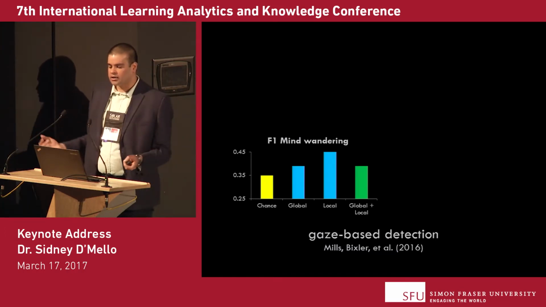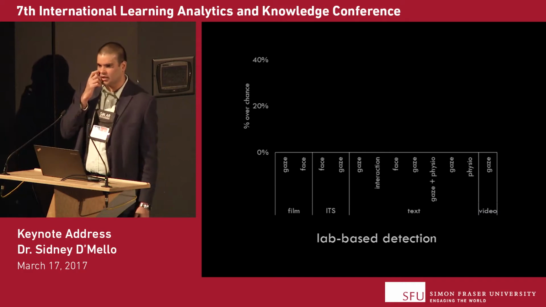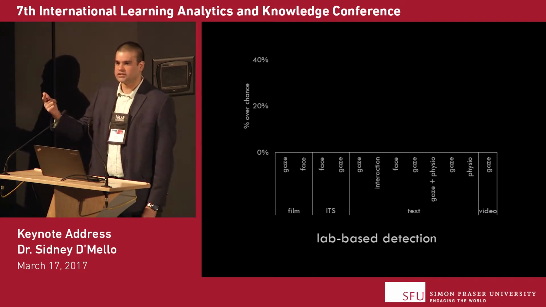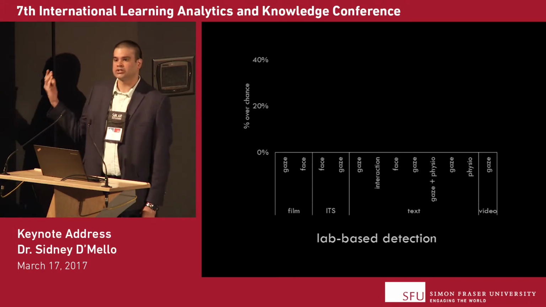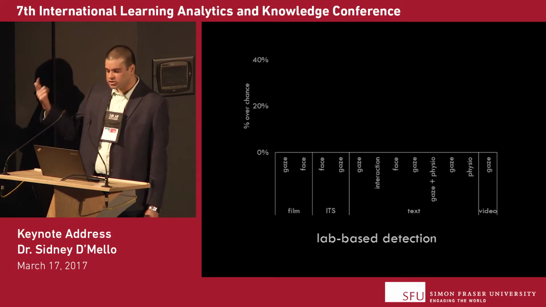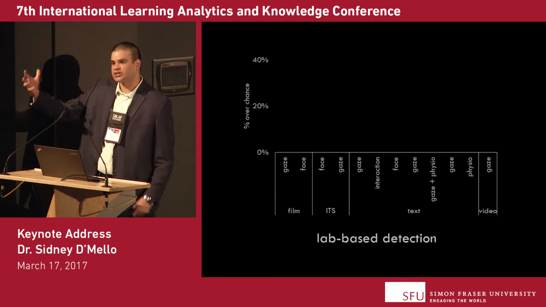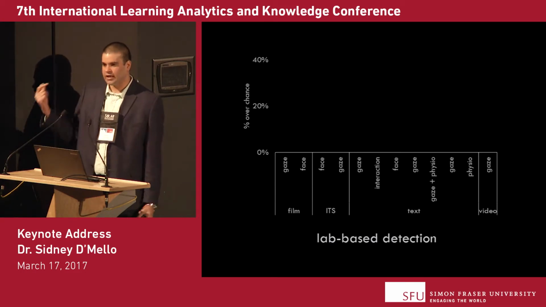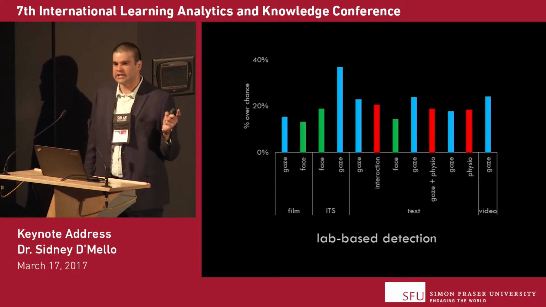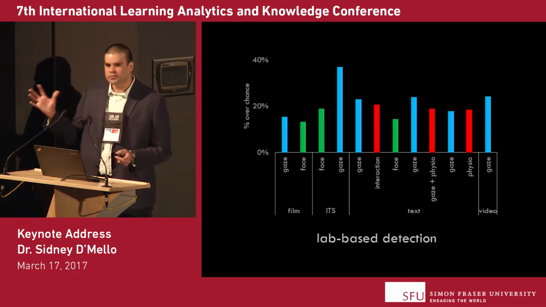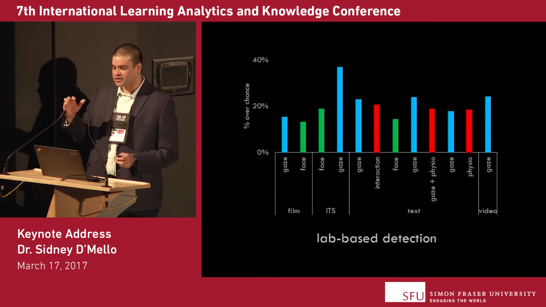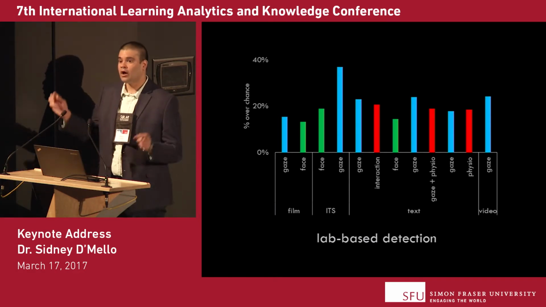So taking this basic model, we've done a lot of studies on lab-based detection of mind wandering using film, interaction with intelligent tutoring systems, a ton on reading, and most recently looking at MOOC lectures. We've looked at eye gaze, facial expressions, combinations, interaction logs, reading times, physiology, and everything. And in the lab, what you see on the right is percent improvement over chance. We're decently okay. You can never be really good at predicting mind wandering over chance, all in the lab.